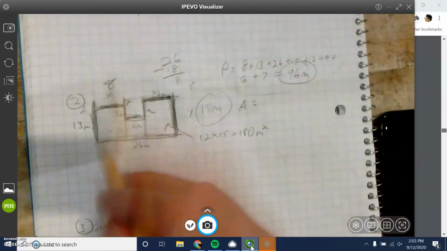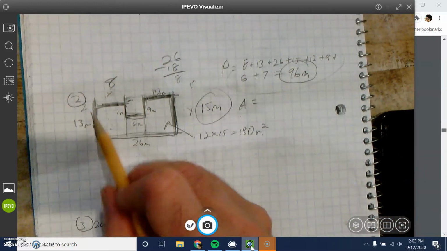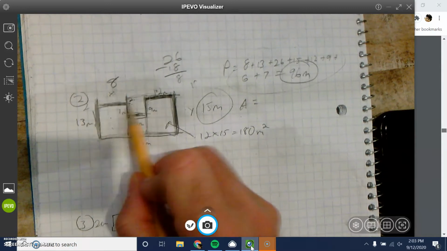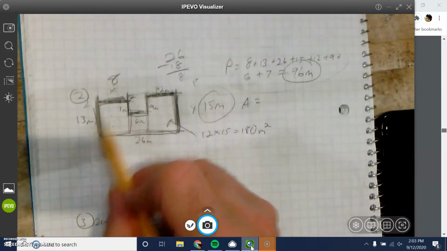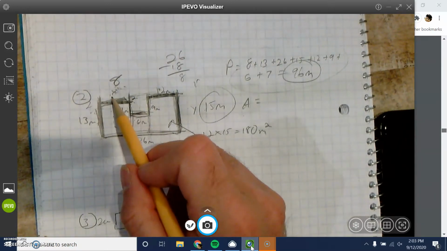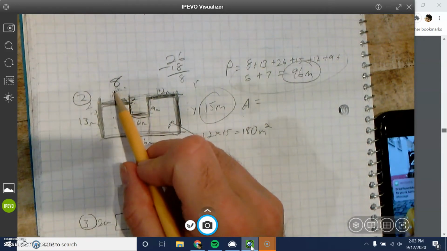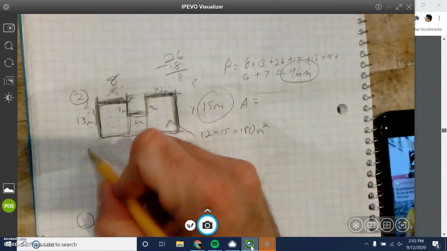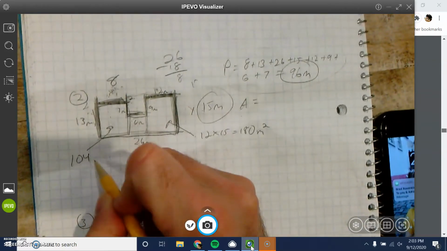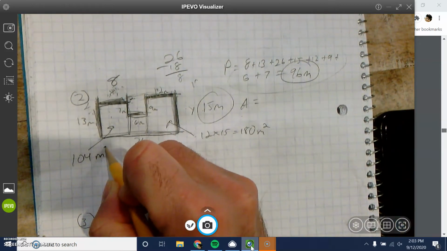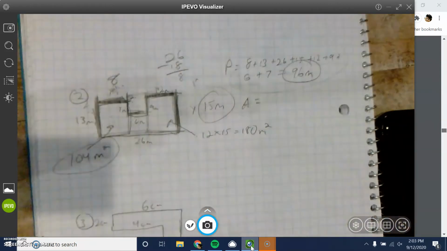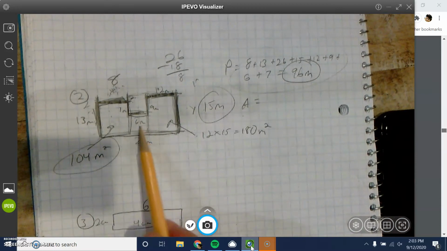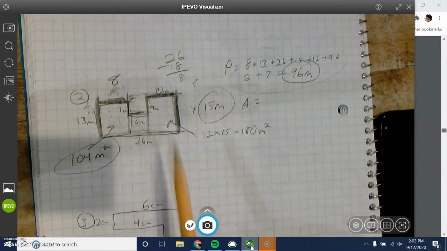Okay. Let's look at this one over here. This one is 13 times this. 13 times 8, we got before. Good thing I did perimeter before, or we wouldn't have this 8. So 13 times 8, which is 104. 104 meters squared. Am I done? No. What do I have to find? This right here.